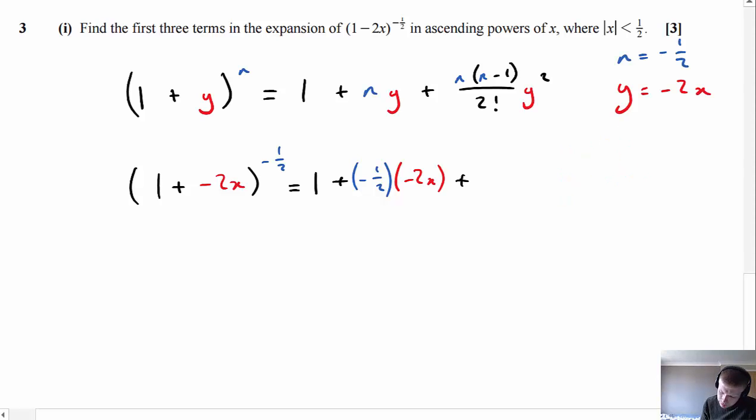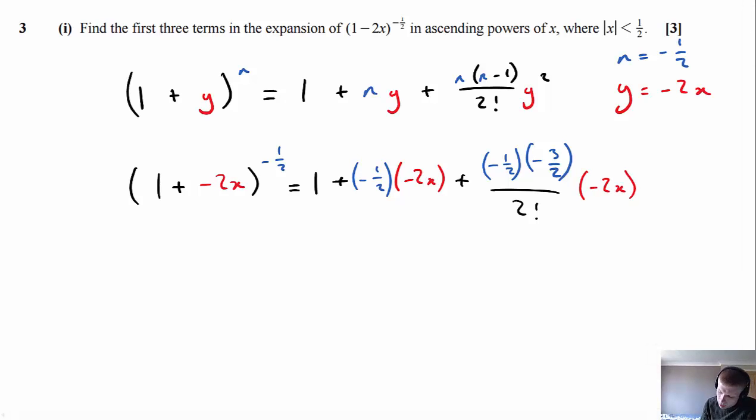Then I've got plus n times n minus 1, so I've got n, which is negative a half, times n minus 1. Well, what is negative a half minus 1? That's going to be negative 1.5 or negative 3 over 2. You happy? Now, if you're not sure about that, remember you've got a calculator. And that's still over 2 factorial times y. I'm going to stick my y in a bracket, so my y is negative 2x to the power of 2. That should be all I need, because that gives me my first 3 terms.